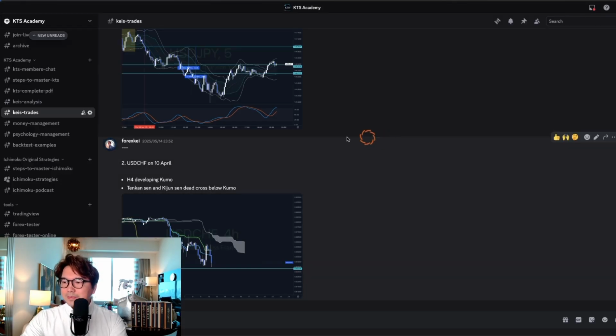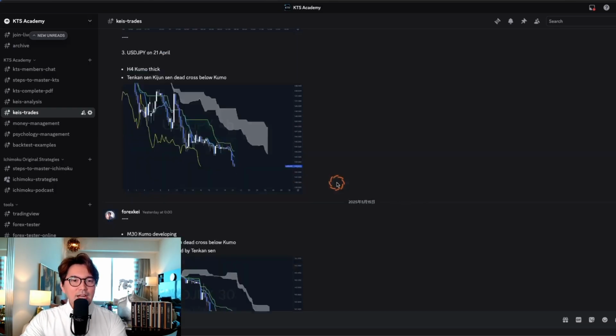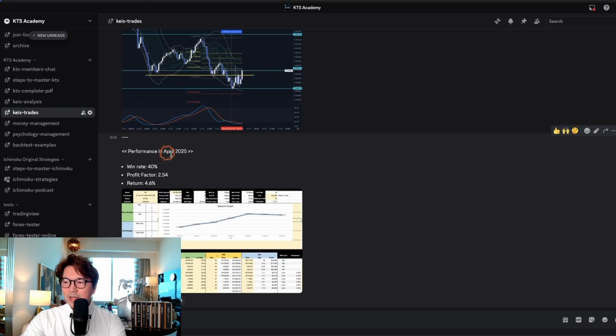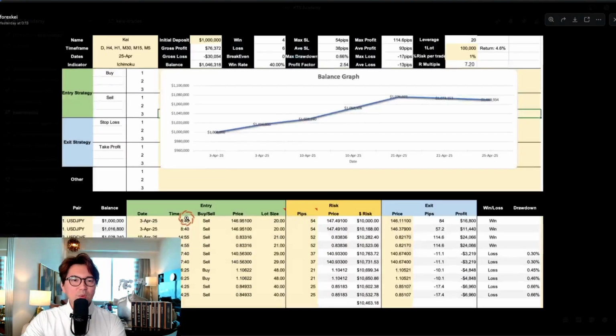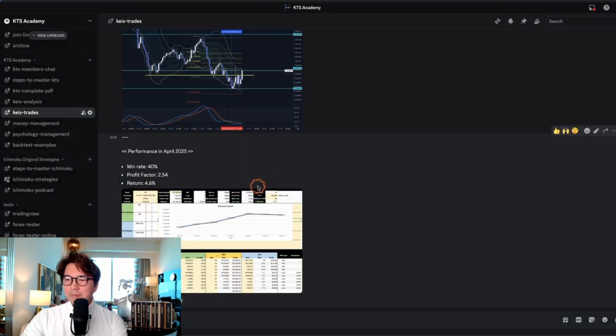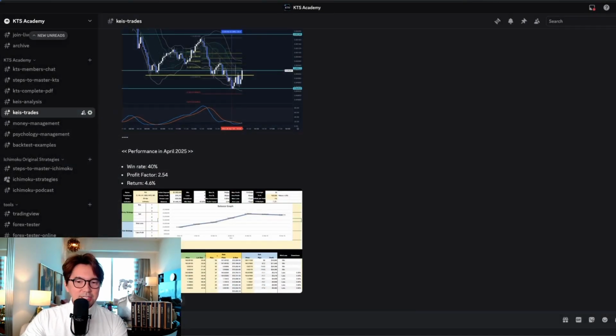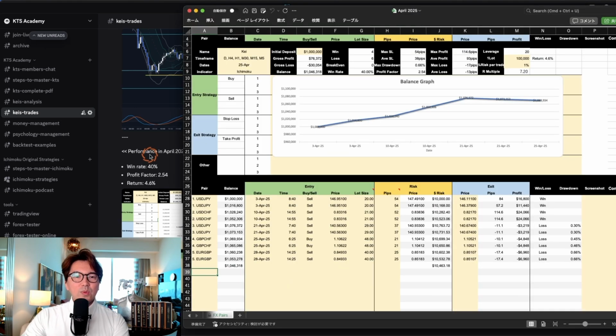So first, let me open the Discord group where I post all my trades. If I scroll down all the way, then I have this performance. But if I open it this way, you don't see all my entries, exactly which pairs I selected. So let me pop up the Excel spreadsheet. Okay, in this way, I think you can see all my trades.